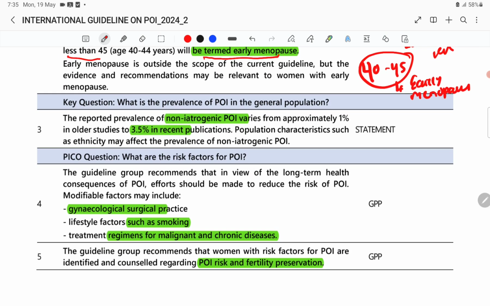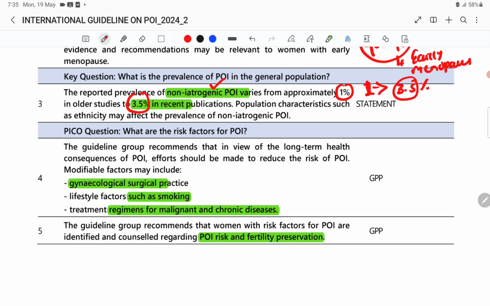The key question: what is the prevalence of POI? The prevalence of non-iatrogenic POI, which is not induced by any medical or surgical methods, was approximately 1%, and recent evidence suggests 1 to 3.5%. Previously it was 1%, now it has increased up to 3.5%.